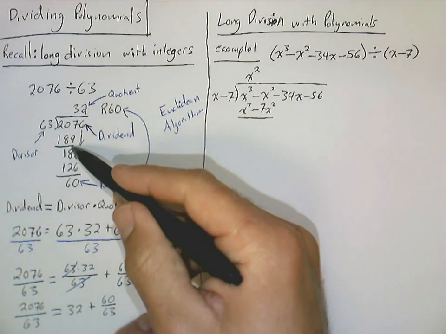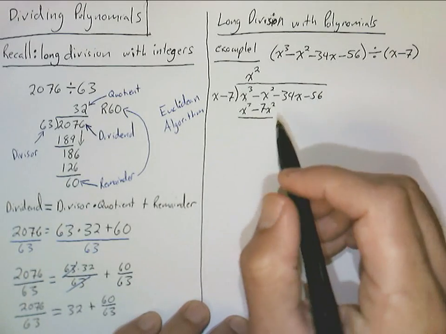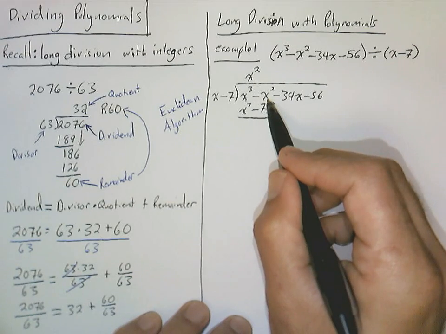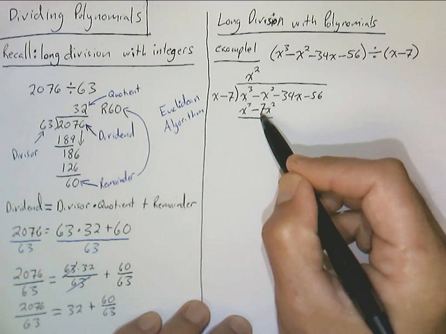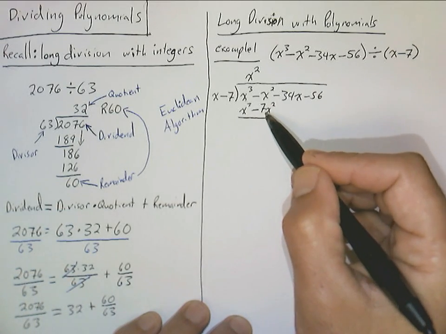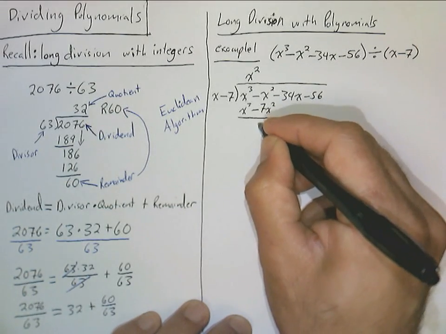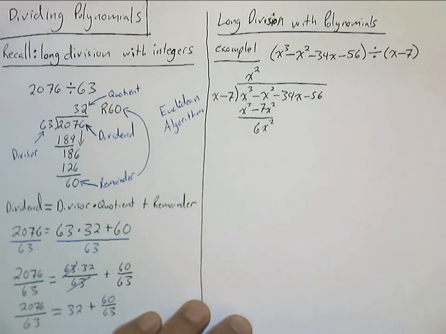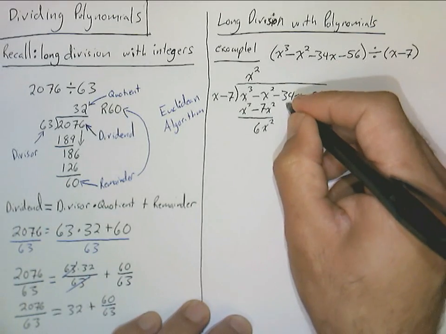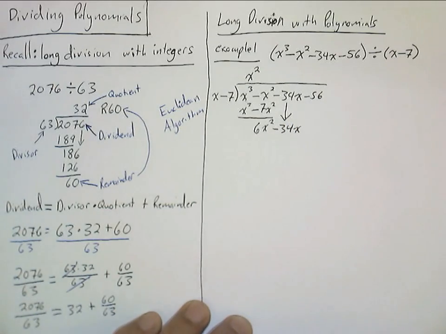Now just like we did over here, we're going to subtract. The x cubed minus the x cubed, that's of course 0. Now be really careful with your negatives here and the subtractions. We really have a negative x squared, and we're subtracting from that a negative 7x squared. So subtracting negative 7x squared is really adding positive 7x squared. So this is going to be negative x squared plus 7x squared, leaving us with 6x squared here. Very easy to mess up and lose a negative sign in there. Now we bring the next term down, minus 34x.